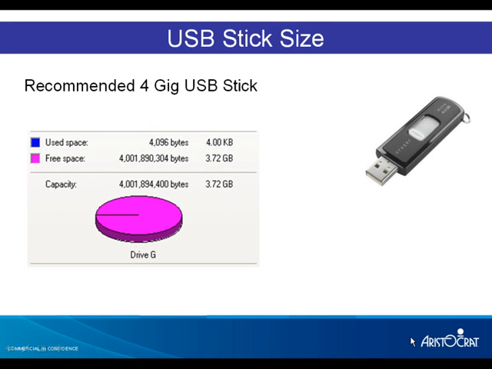We'll now look at the USB stick size. There are various USB sticks available on the market to date. We have found that the 4 gig USB stick is the best value for money. The 4 gig stick can hold up to 6 graphic themes plus all of the configuration files.